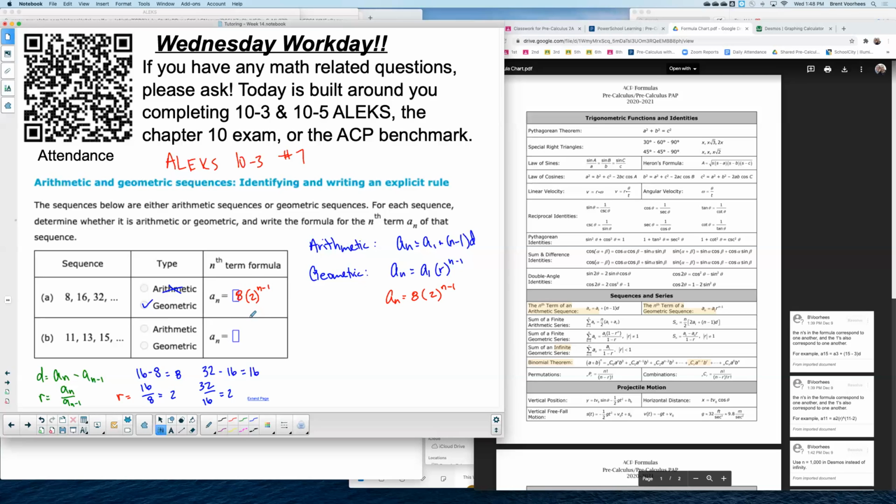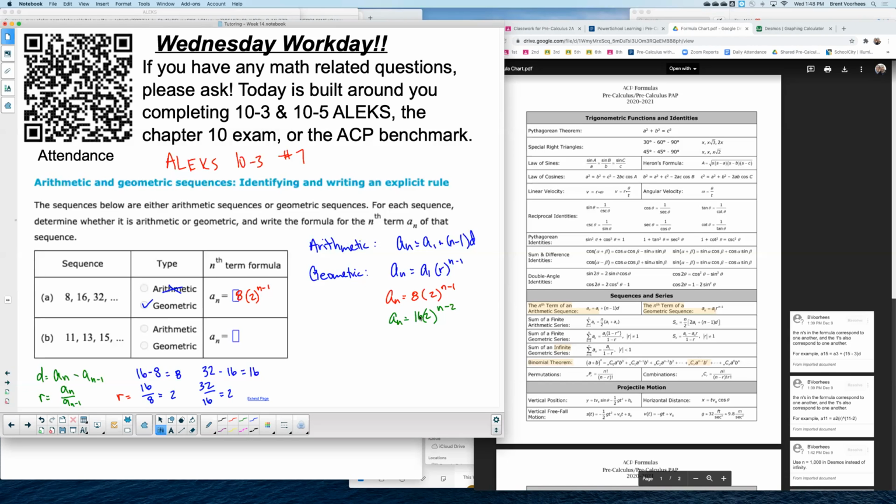Now, what you could also do, which should still be accurate, I'm not sure how ALEKS would like this, but you don't have to use the first term. This formula is mathematically going to give you the same values as if you put in the second term, as a2 times r to the power of n minus 2. So mathematically, this should be exactly the same as well.